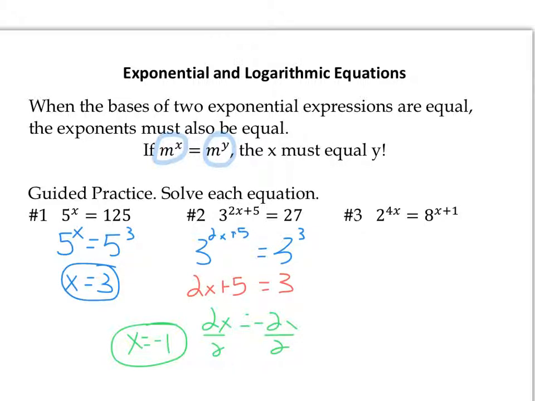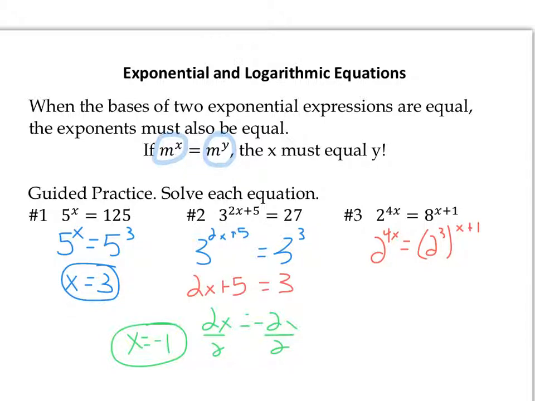The next example, 2 to the 4x equals 8 to the x plus 1. So this will be a little trickier when we get that right side over there. When we get that 8 to be 2 to the third power, right? 8 is 2 to the third power. And we'd still have the x plus 1.